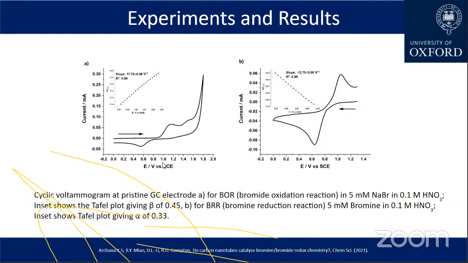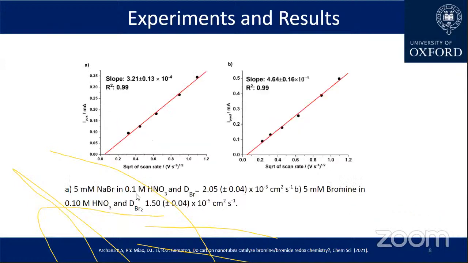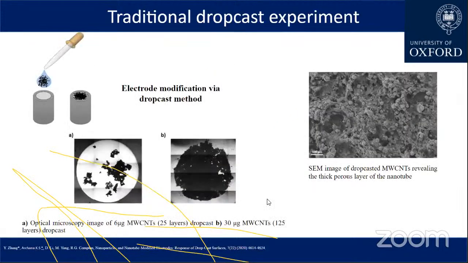So now that we know how the reaction occurs at a bare electrode, we then move on to study the diffusion coefficient on the glassy carbon electrode using the Randles-Sevcik equation. It gives us the diffusion coefficient value for bromide and bromine in our experiment. And then we move on to study the carbon nanotubes. Now that we know how a carbon surface responds to the reaction, we need to know how our electrocatalyst performs for this particular reaction.